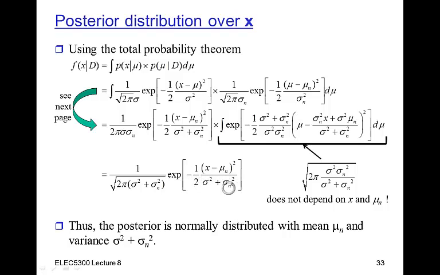This is reflecting the fact that, given the data, the distribution over x is actually more spread out than the known distribution, because there's essentially some uncertainty in mu. Because I have some uncertainty in mu, which is given by this, I have to add that to the variance to get the distribution over the x's.